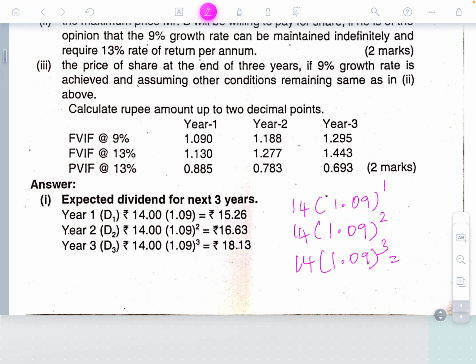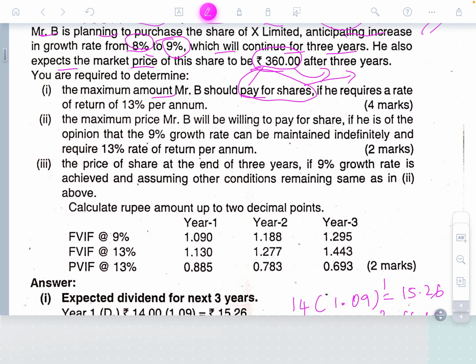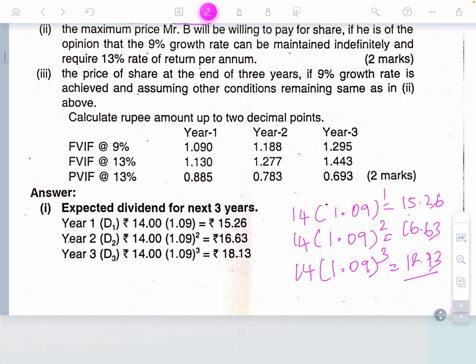This is the dividend amount for each year: 15.26, 16.63, 18.13. And the required rate of return is 13%, because he asked for a return rate of 13%. The return rate he expected is 13%.